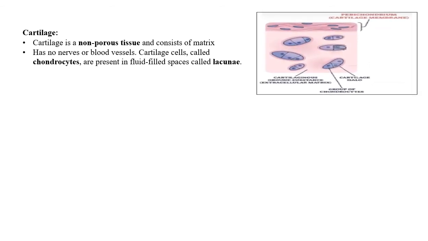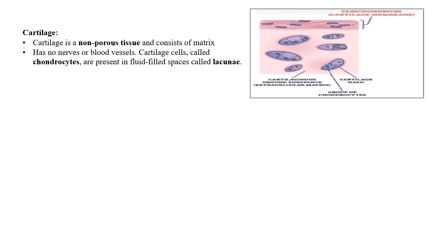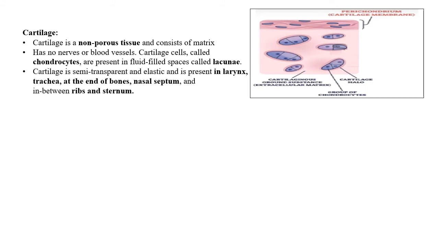Cartilage. Cartilage is a non-porous tissue and consists of matrix. It has no nerves or blood vessels. Cartilage cells called chondrocytes are present in fluid-filled spaces called lacunae. Cartilage is semi-transparent and elastic. Cartilage is present in the larynx, trachea, at the end of the bones, nasal septum, and in between ribs and sternum.